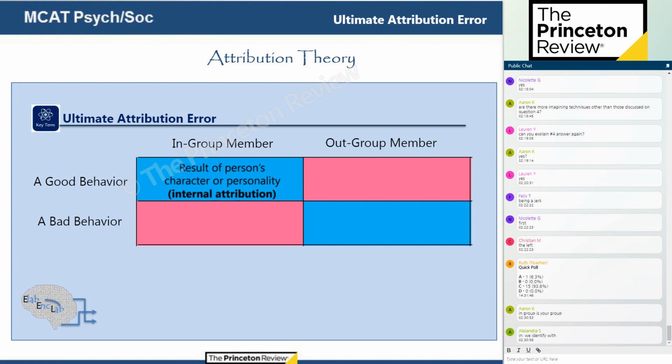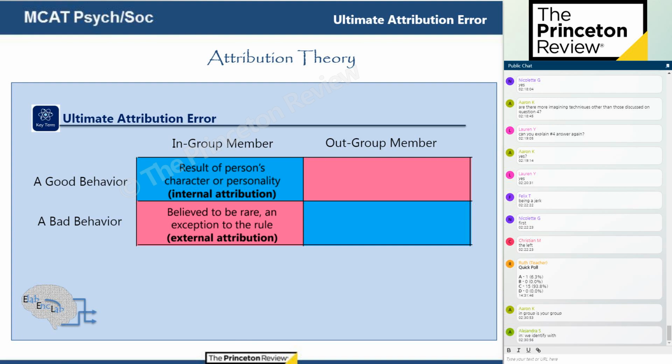Okay, so when an in-group member does a good thing, it gets attributed to something about them, their quality, their personality, their character. It's an internal attribution. And then if they do a bad thing, well, it's the exception to the rule. It's something about the environment, because they're my peeps. They're good folks. They wouldn't necessarily do that. So, cut them a break.